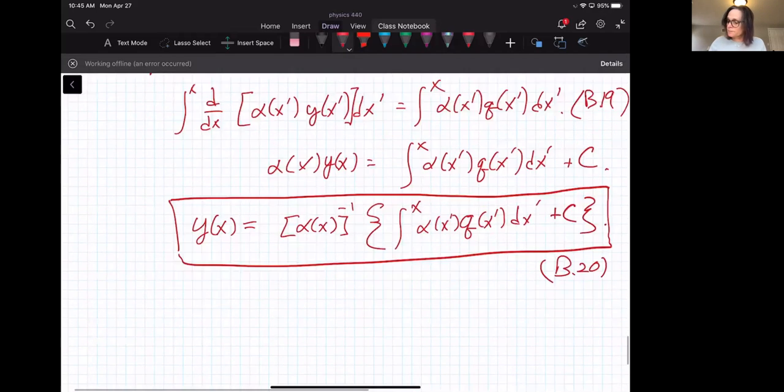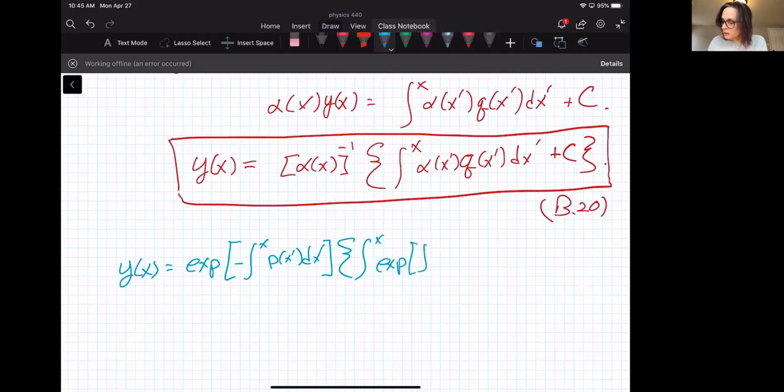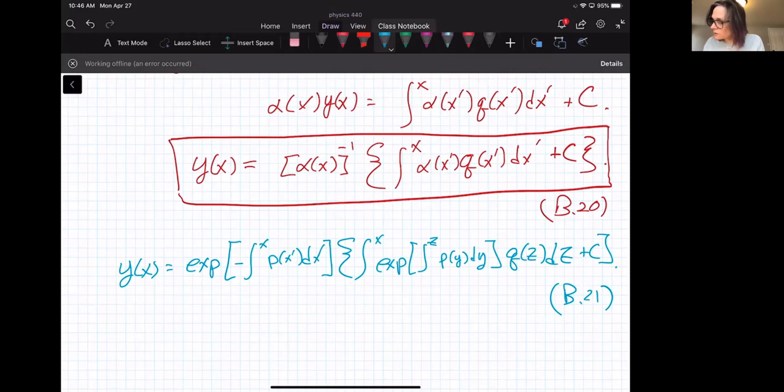So if we put this all together, and I know this is a lot of writing, we can have our final form, which is y of x is equal to the exponential of minus the integral of p of x prime dx prime, times this bracketed term: the integral over x of e to the, again, integral over, we're going to be using lots of dummy variables, z p of y dy q of z dz plus c. I think I've closed off all of those parentheses. That should be a bracket. Okay.